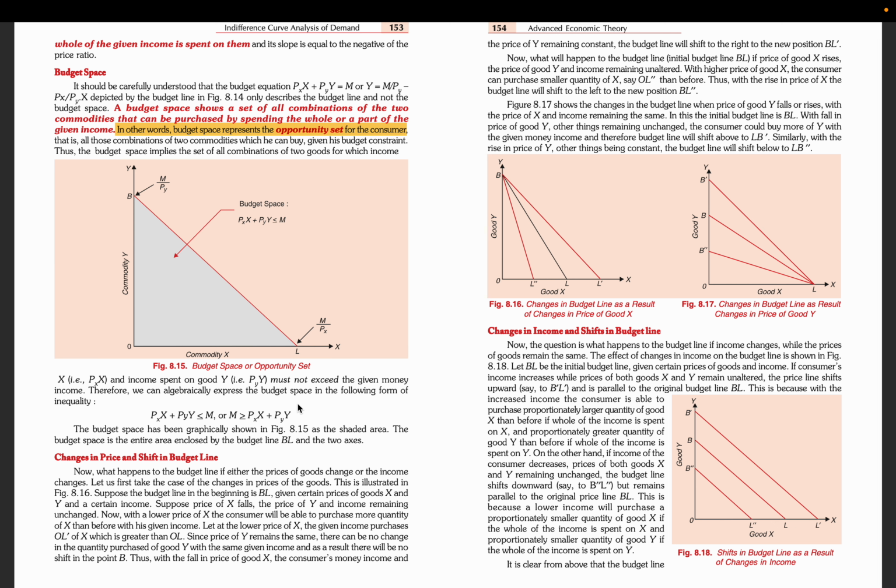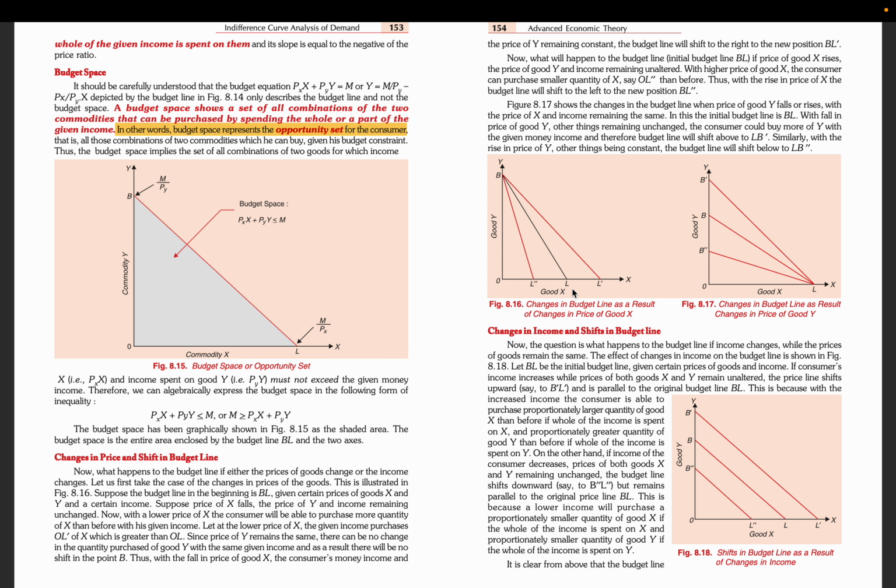Changes in prices and shifts in the budget line. Now, what happens to the budget line if either the prices of goods change or the income changes? Let us first take the case of changes in the price of the goods. This is illustrated in figure 8.16. Suppose the budget line in the beginning is BL, this one, given certain prices of goods X and Y and certain income. Suppose the price of X falls. Okay, so you can buy more of X now, the price of Y and income remaining unchanged.